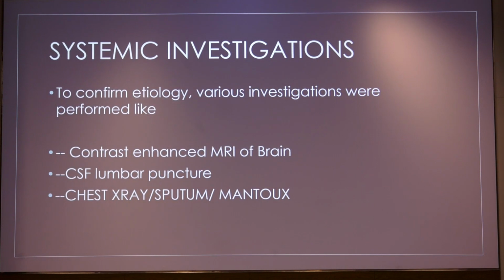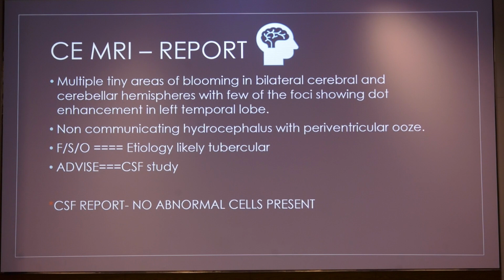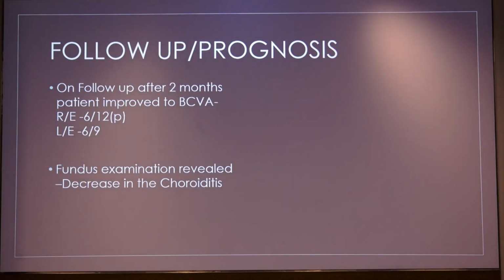To confirm the etiology, we did various investigations like contrast-enhanced MRI, CSF lumbar puncture, chest X-ray, sputum, Mantoux, etc. On contrast-enhanced MRI, it showed multiple tiny areas involving the cerebellar and cerebral hemispheres, also with non-communicating hydrocephalus with periventricular ooze, suggestive of an etiology like tubercular. They advised a CSF study, and there were no abnormal cells present. Further follow-up couldn't be done as the patient was not financially supported.